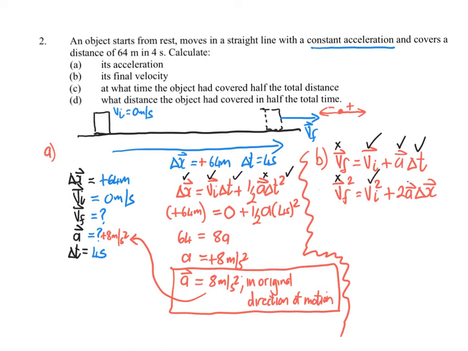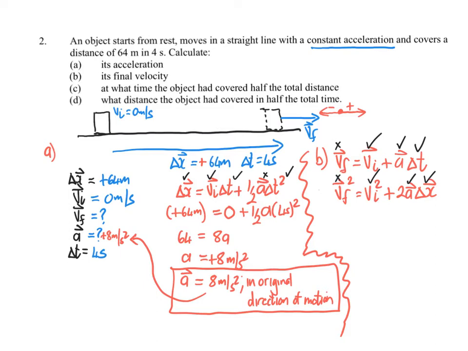We have V initial, we have A, and we have delta x. So in both these equations, we only have V final, that is the unknown. So we can use either of them. I'm going to choose to use the first one because it doesn't have a square in it, so I would not have to square root at the end of the calculation. But I encourage you to try this one as well and see that you get the same answer.